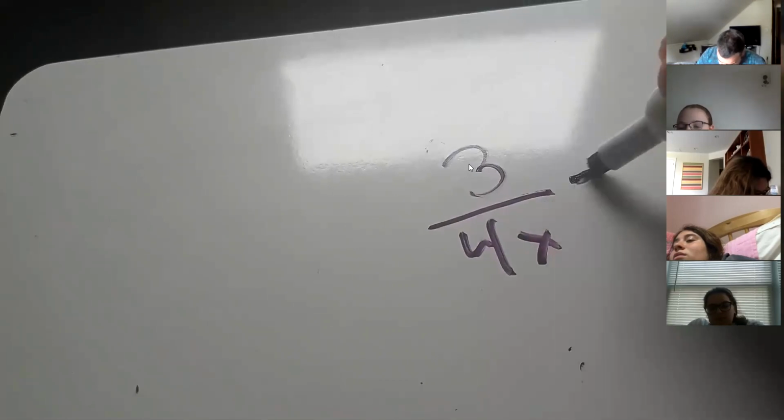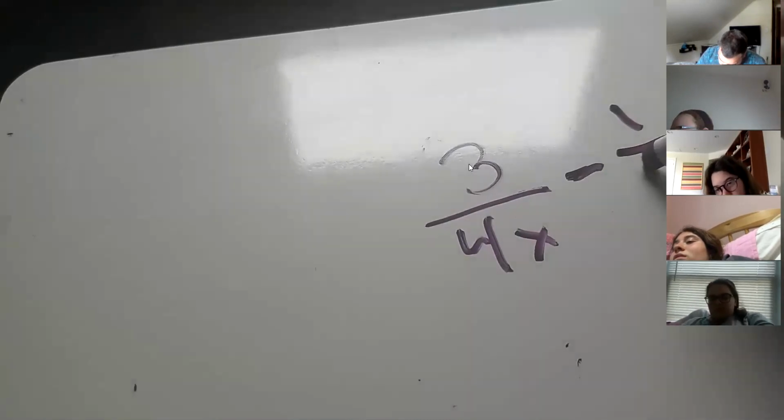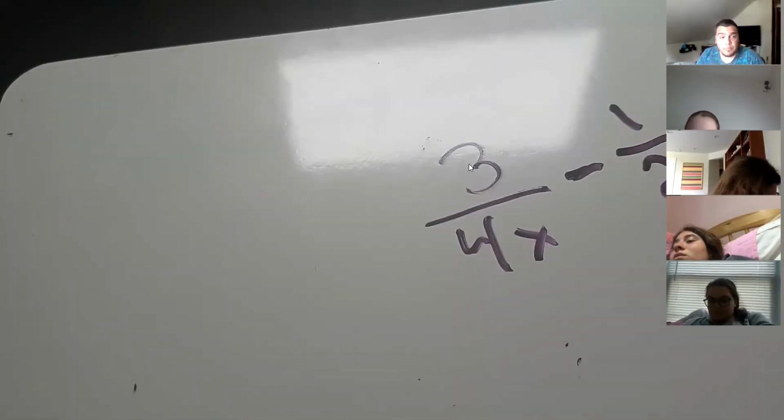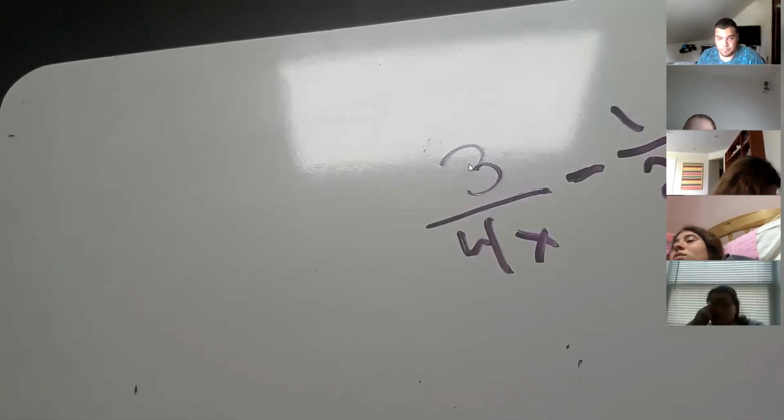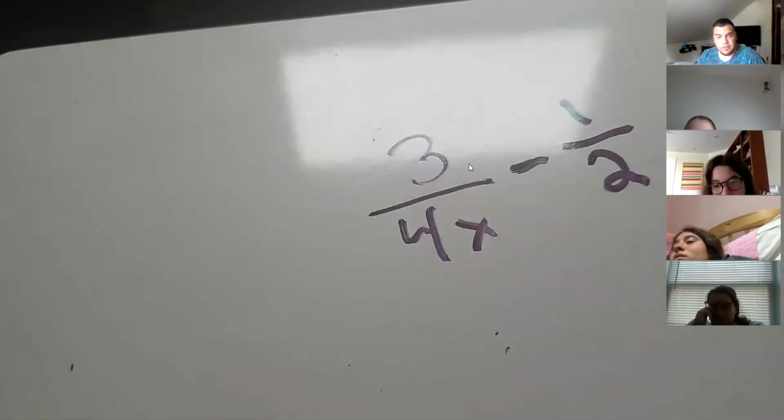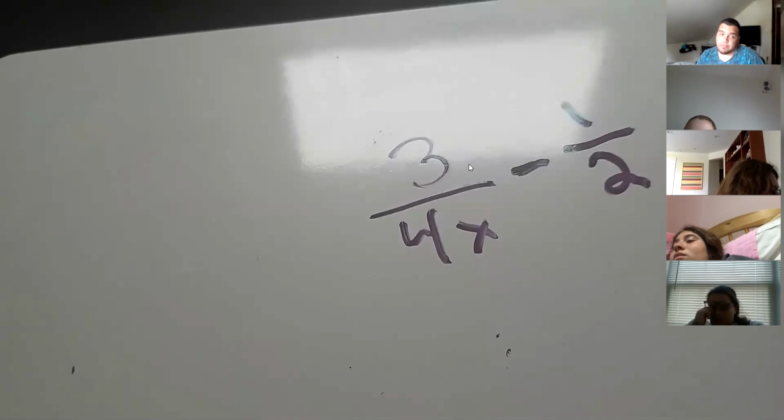So. Okay. All right. So let's do one more example. I'm going to change it a little bit. 3 over 4x minus 1 over 2. Okay. So 3 over 4x minus a half.